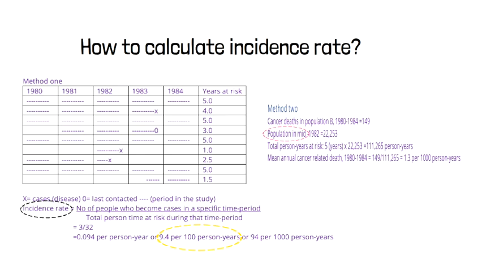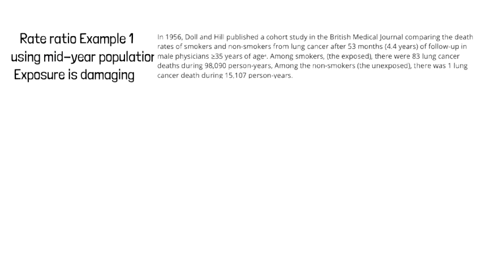In this example, we see cancer deaths in population B, which is equal to 149. Mean annual cancer-related death rate was found to be 1.3 per 1,000 person years. In order to calculate rate ratio for this study, we see it was followed for 4.4 years.